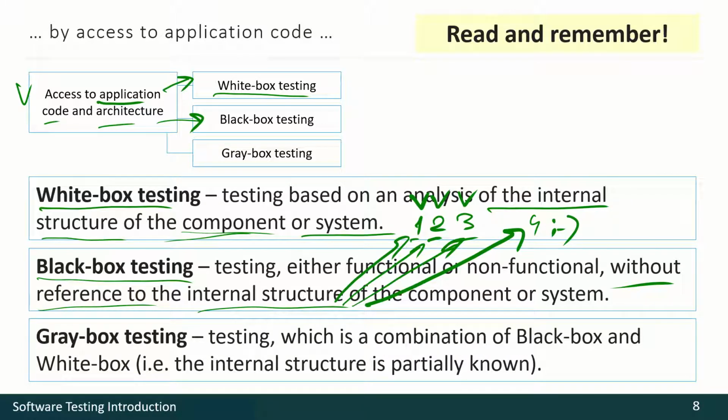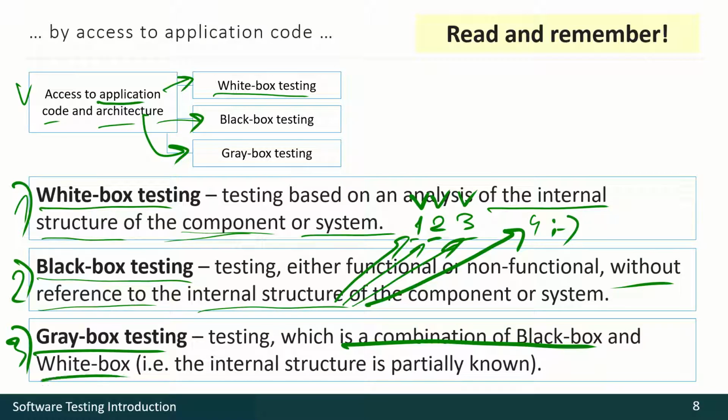Gray box testing combines those two approaches. So here we may have access to some internal structure, to some source code of some module or component and so on, but we may not have that access to some other components. And that's why the third approach combines the first two.